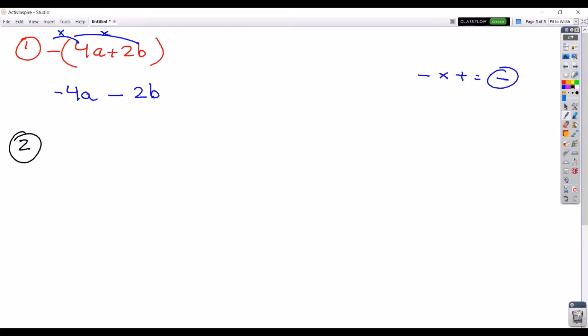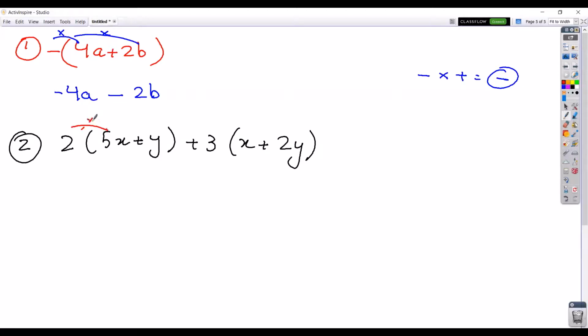To show you the next one now, we have 2 brackets: 2 times 5x plus y, plus 3 times x plus 2y. Following the same procedure, we multiply whatever number is written outside the bracket with the terms inside the bracket. It's always easy to represent this by showing it with arrows. Now I'm going to do the multiplication. 2 times 5x is going to be 10x, plus 2 times y would be 2y.